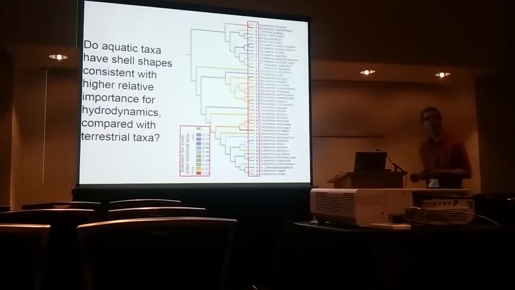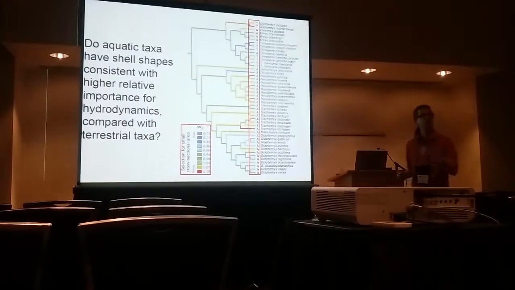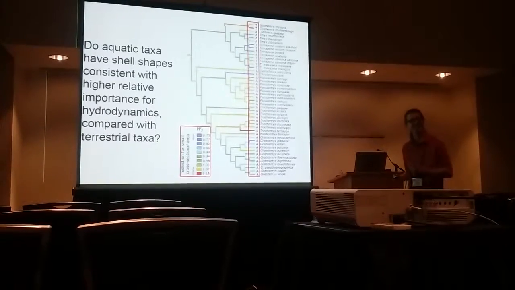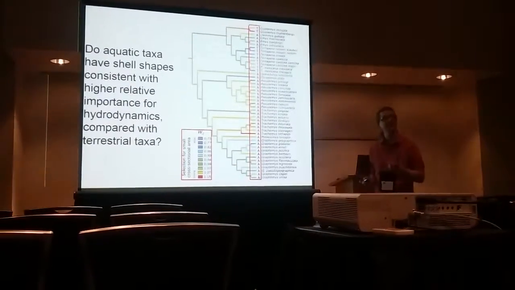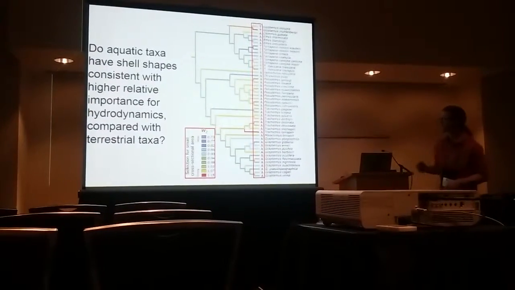Okay, so those are my two methods for combining performance surfaces, using them to mark out regions where you don't expect any taxa, and using them to estimate the relative importance of different functional factors in organismal evolution.